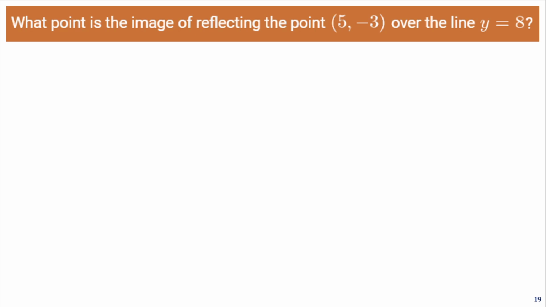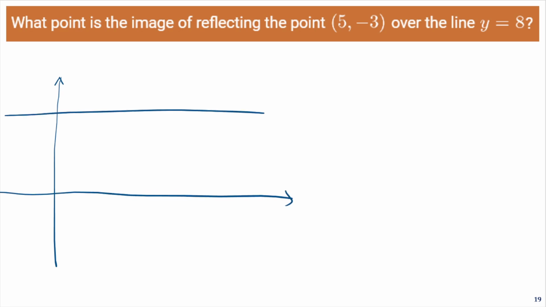Okay, first let's have a look at the line y equals 8. So this is the line y equals 8, right? And the point (5, -3) is 11 units below that line. It's probably somewhere here. So the point (5, -3) is 11 units below the horizontal line y equals 8. So its image is 11 units directly above y equals 8.